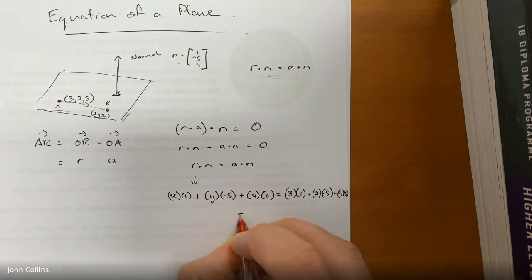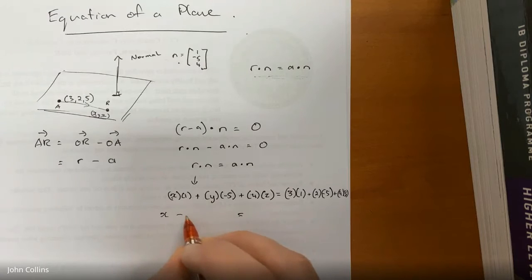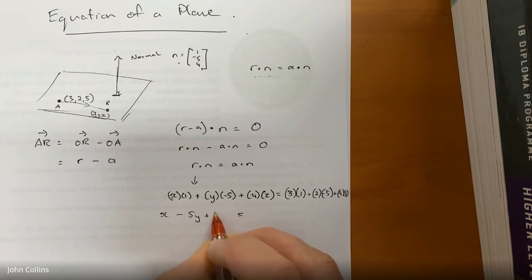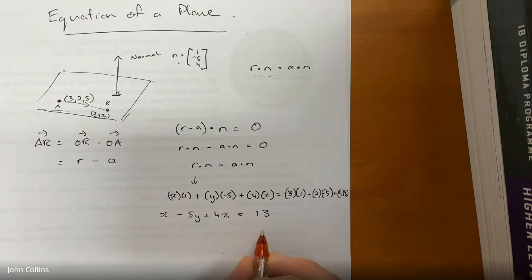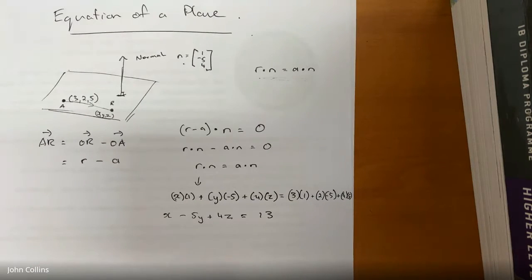When we work this out, x times 1 is x, minus 5y, plus 4z, and that equals a number. I have this done already, so that's 13. If you work that out, that would be 13. And that is the Cartesian equation of the plane. Notice the similarity between that and the normal vector.